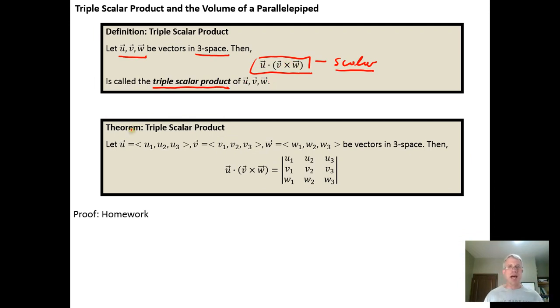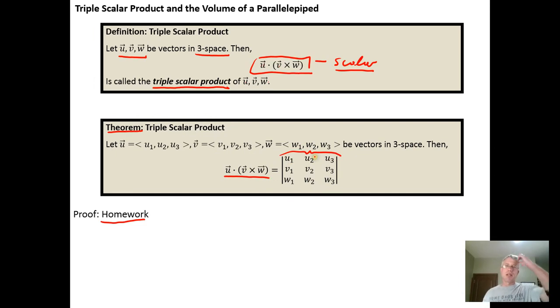And the claim is that you can calculate the triple scalar product just by taking this determinant, where you take the component forms of u, v, and w, and you put the component form of u in as the first row vector, you put v in as the second row vector, and w in as the third row vector, and you calculate this determinant. And you get to do that in the homework. So in the homework you're going to be asked to verify that this calculation can be done using this determinant.